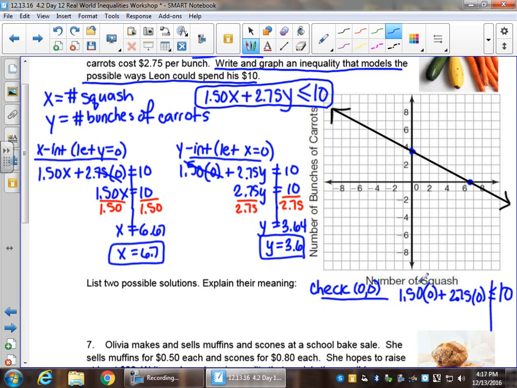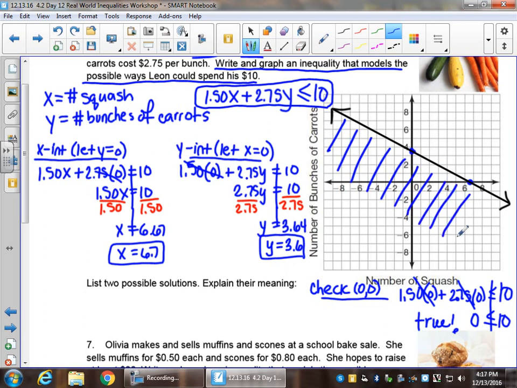Less than or equal to 10. Gone, gone. Both equal 0. So 0 less than or equal to 10. True. So I know that I will shade this side, the side that 0, 0 is on.